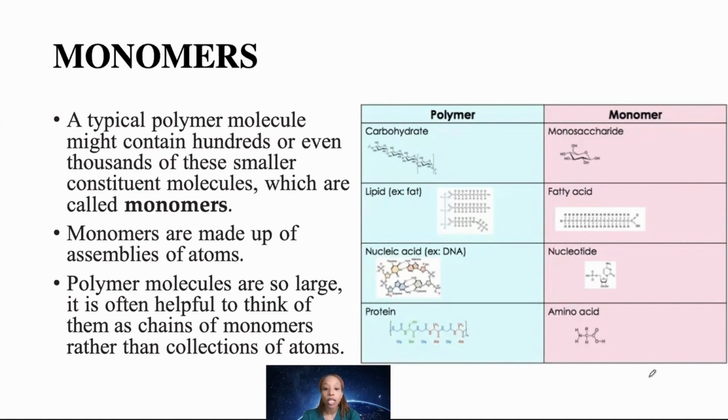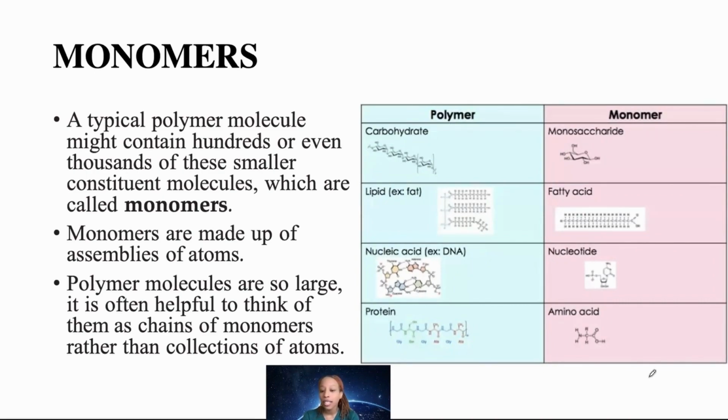Polymer molecules are large. It is often helpful to think of them as a chain of monomers rather than a collection of atoms. Monomers, we already know, give you polymers, and we have different types of monomers and different types of polymers. An example of a monomer in your body would be a monosaccharide. An example of a polymer of monosaccharides would be a polysaccharide, which is a carbohydrate. Fatty acids would form a lipid.